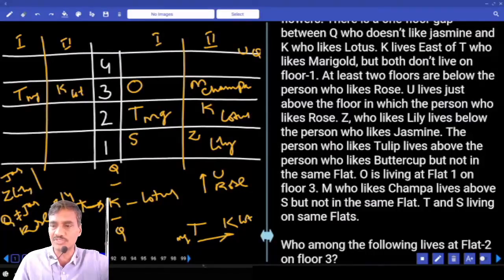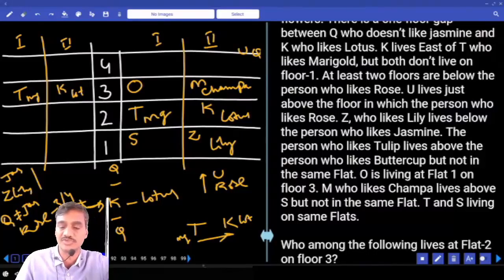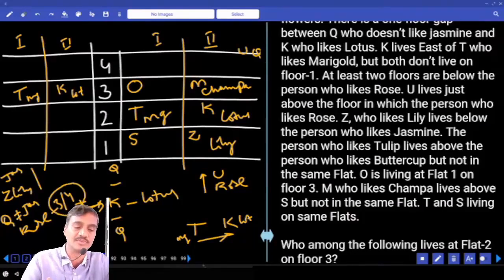At least 2 floors are below the one who likes rose. Below the one who likes rose, at least 2, isn't it? At least 2. Hence, where should the one who likes rose be? Rose must be on floor 3 only. There is no other chance because U is above this one. Hence, who must like rose? Now O must like rose.